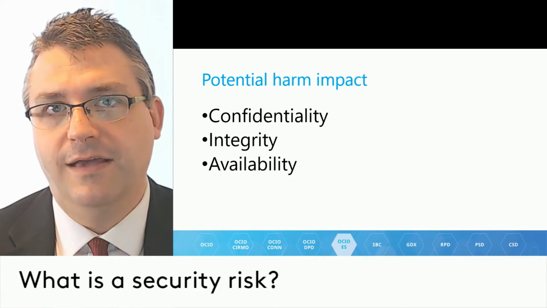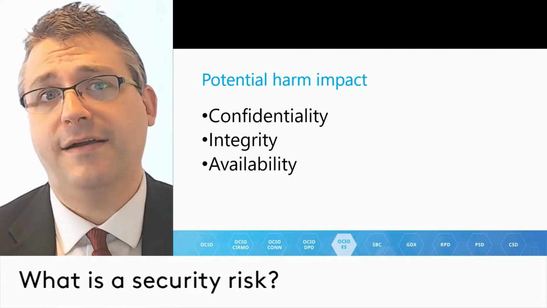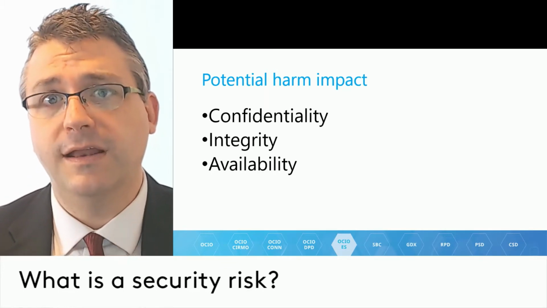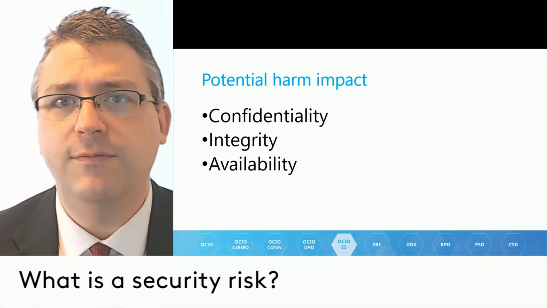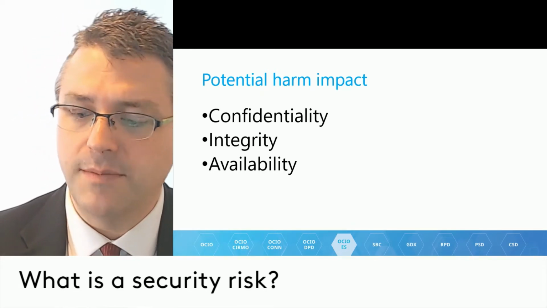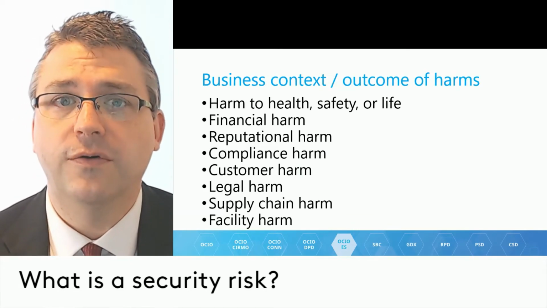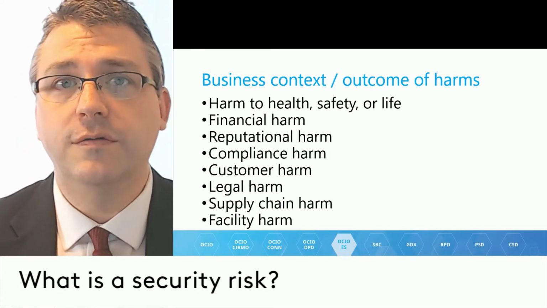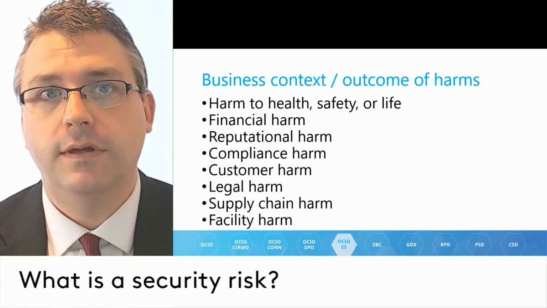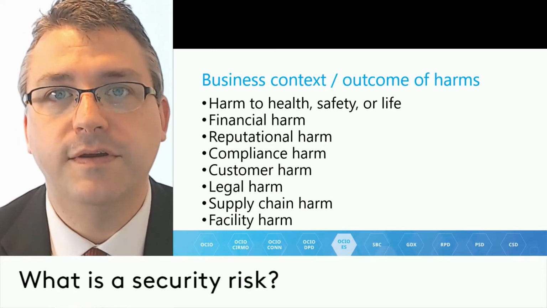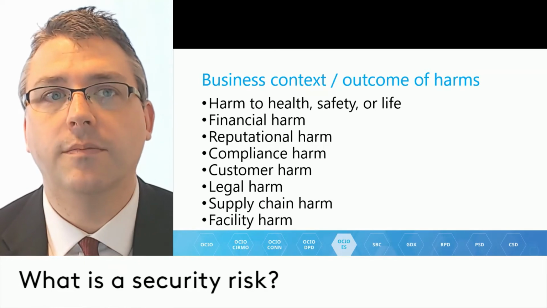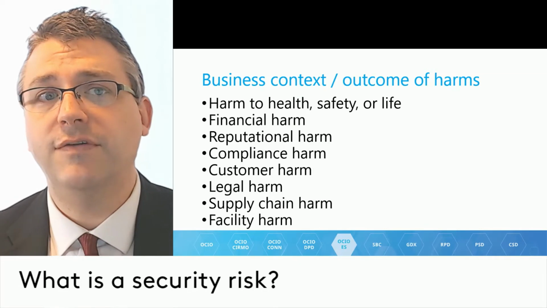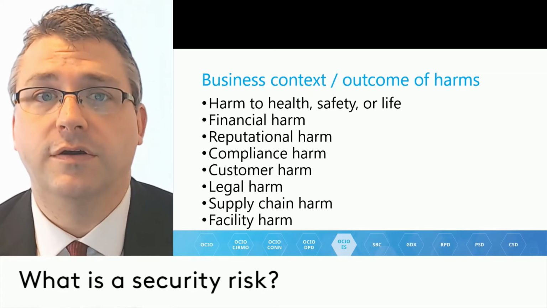If we bucketize potential harm impacts, normally in security, we look at confidentiality, integrity, and availability. But to give this meaning, we need to take it one step further and apply a business context. So the outcome of the harms to your business could be harm to health and safety or life. Could be a financial harm. Could be a reputational harm, a compliance harm, some form of a harm to your customers or clients. There could even be some more broader legal harm that could occur.